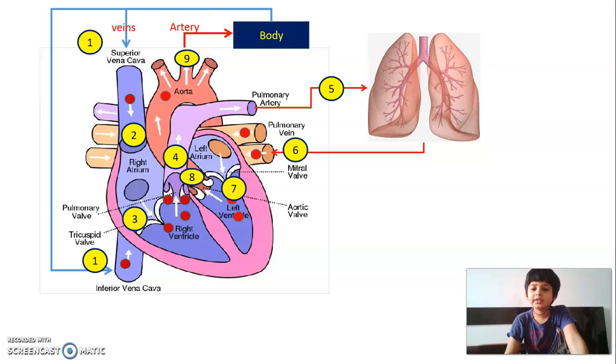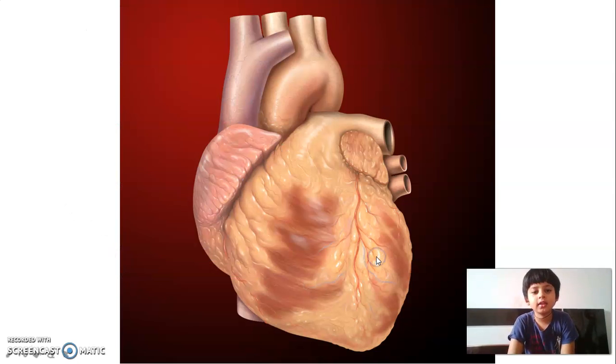So this is the passageway of the blood cells. This is what the heart functions about. And now I'm going to show you a real heart, like this. Look, there is the aorta, and these are the parts of the heart.